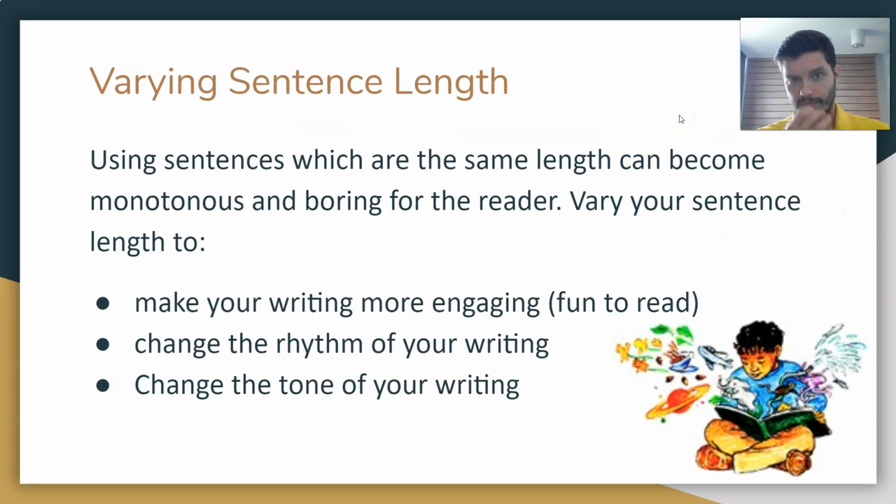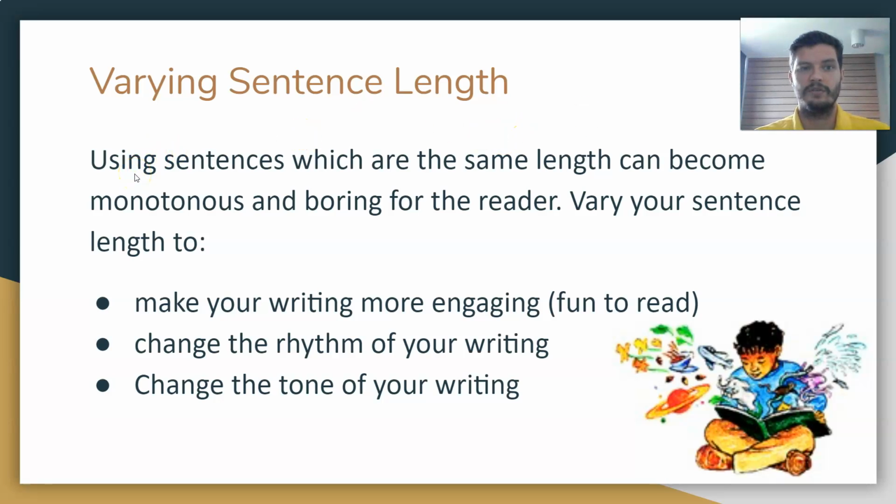All right, now let's move on to varying sentence length. This has to do with making sentences longer or shorter. Okay, they need to be complete. All of your sentences need to be complete sentences, but actually we can shorten sentences and make them longer. Okay, and there's a reason we would do that in our writing.